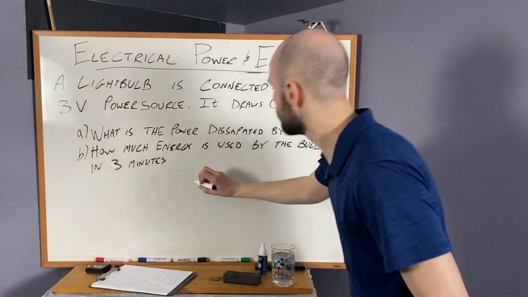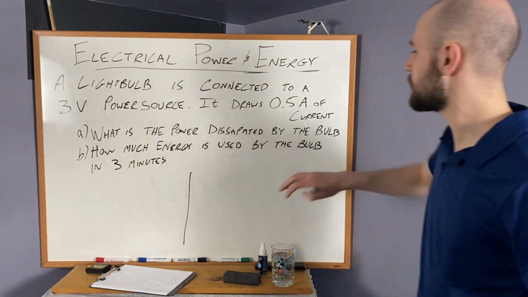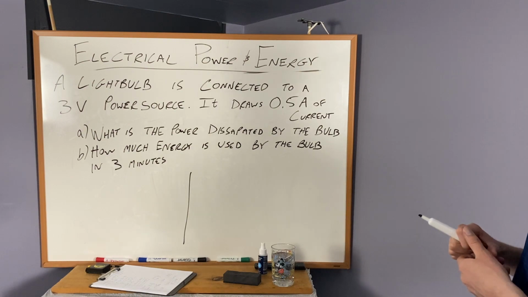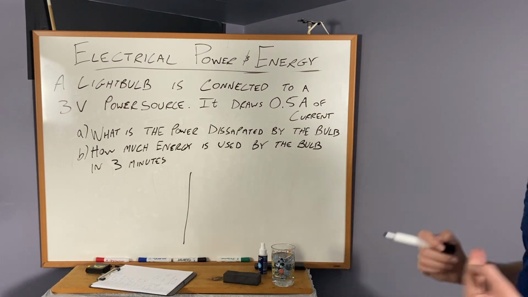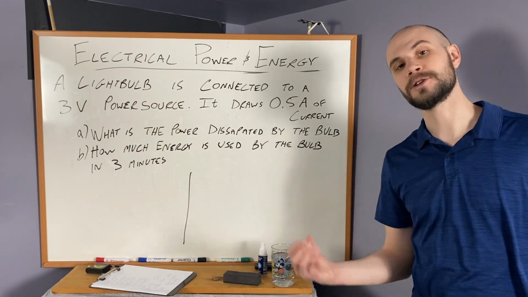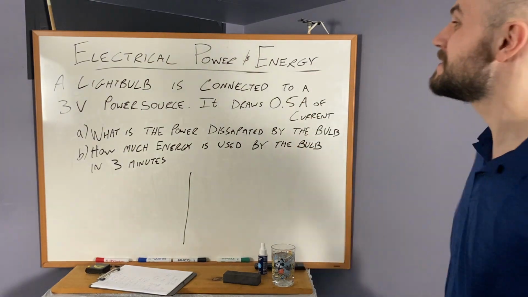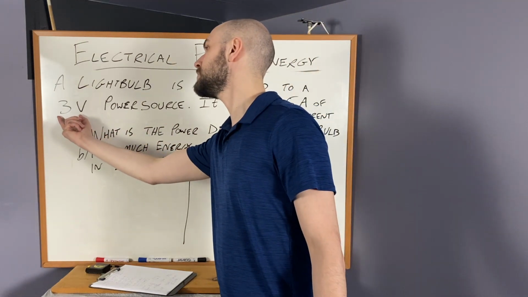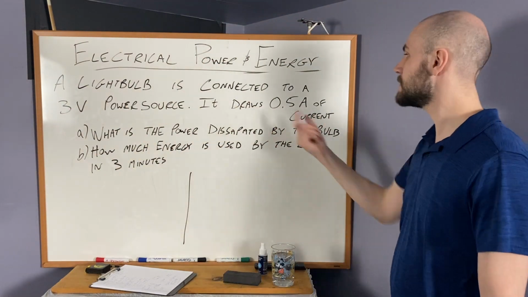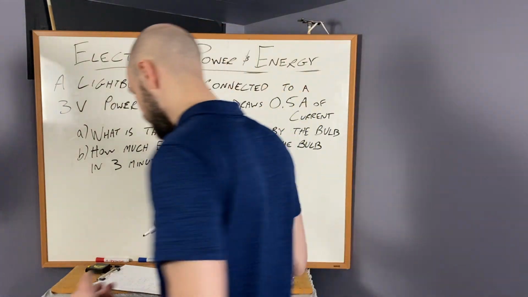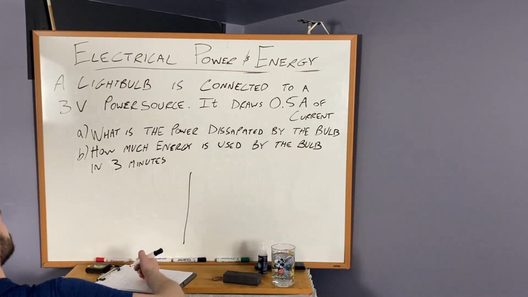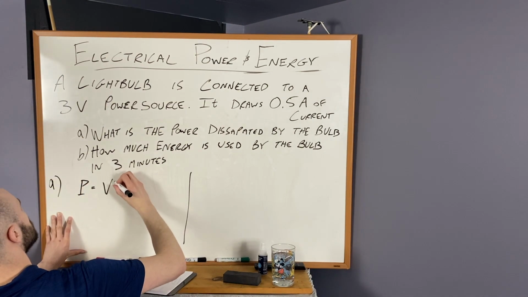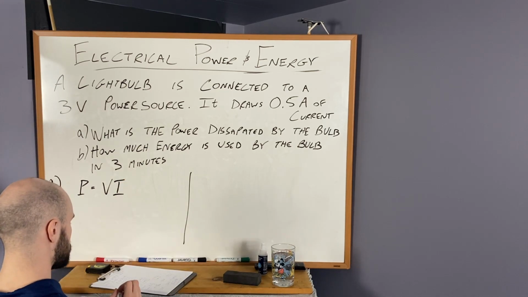I'm going to do part A on this side, part B on this side. So, what's the power dissipated by the bulb? You want to think to yourself, power dissipated. We look at our reference table and we see all those different expressions that we could use to find the electrical power of that bulb. The very first one we discussed was potential difference, voltage, multiplied by current gets us power. So we could use that first equation.